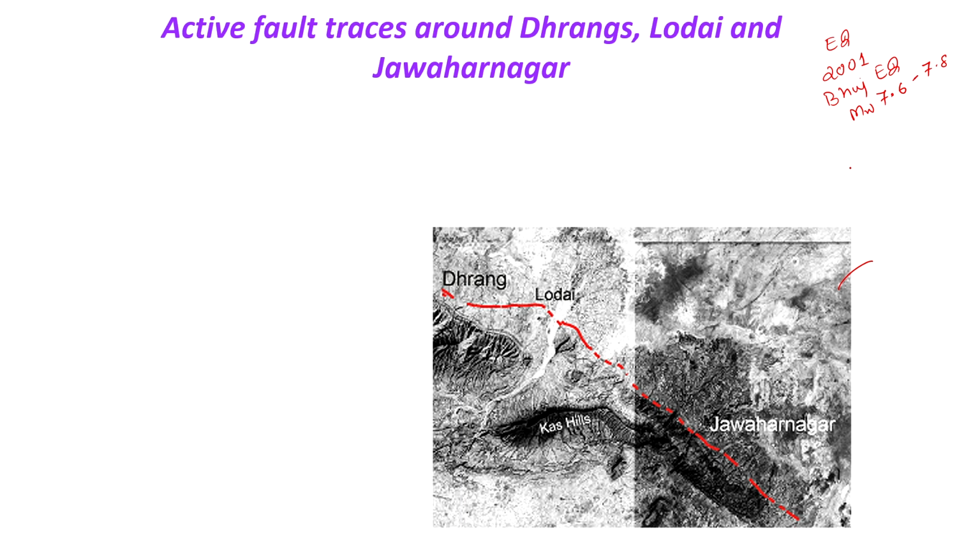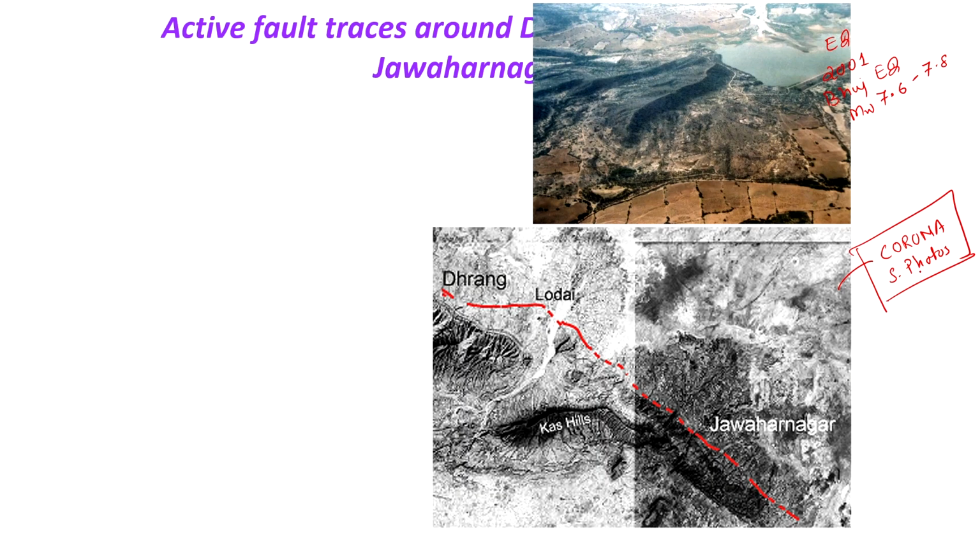So what we did, we used Corona satellite photos, as well as aerial photography. As I was mentioning, you can have low oblique photographs. So these are the oblique photographs which we have taken using the aircraft, and we flew in this direction and viewed the terrain like that.